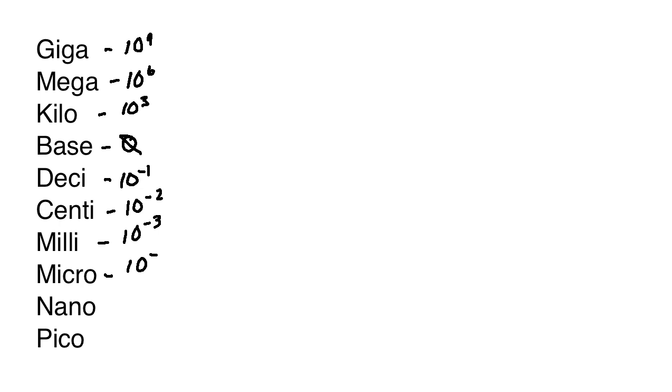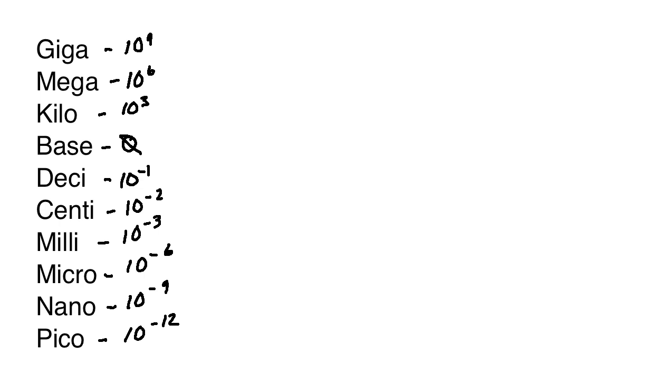Micro would be 10 to the minus 6. Nano would be 10 to the minus 9. And the pico would be 10 to the minus 12. So you can utilize these prefixes when you are attempting to describe a certain unit, whether it's a very large unit or a very small unit. So instead of saying 10 to the minus 9th seconds, you might just say 1 nanosecond, because that is representative of 1 times 10 to the minus 9th seconds is what that would represent.